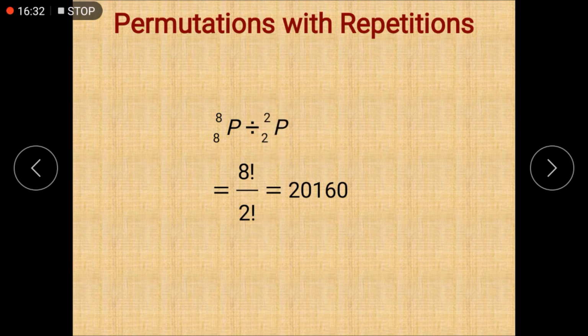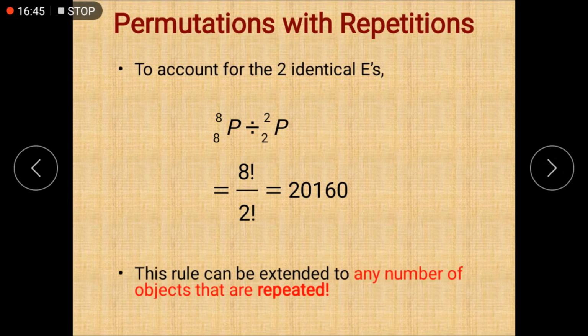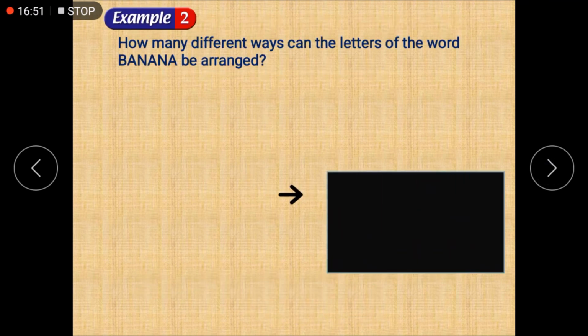So that's how. We just take 8 factorial divided by 2 factorial. Divide by the same ones: 2 same is 2P2, 3 same is 3P3. So this one is to account for the 2 identical E's. This can extend to any objects that are repeated. Let us see another example. Now it is banana.